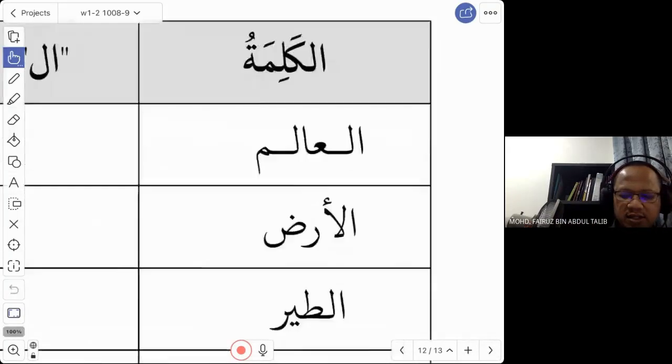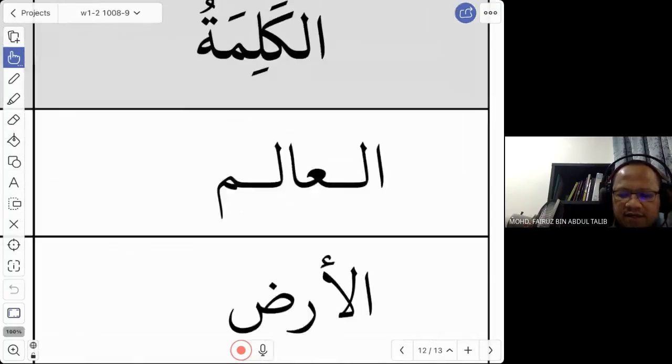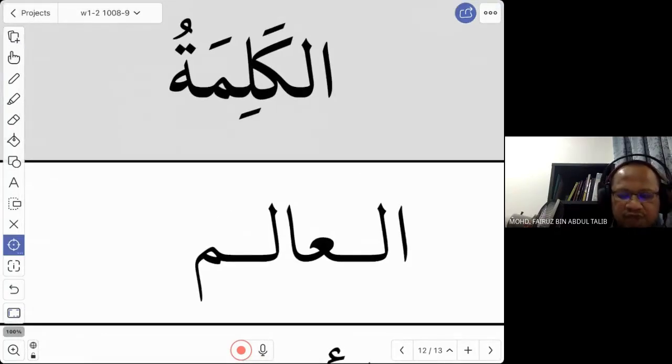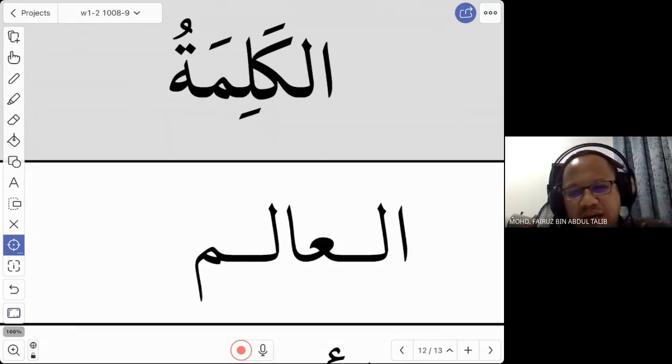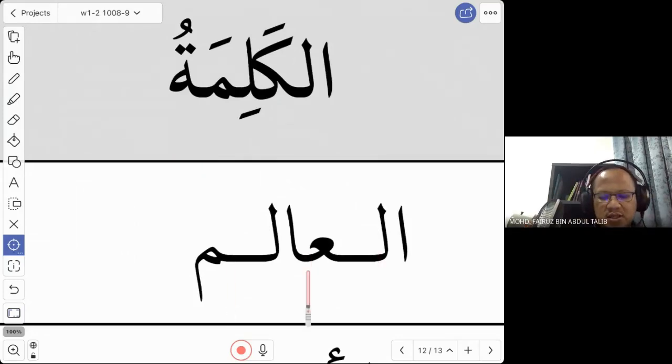All right. So let us look at the first kalimah. This is the word for kalimah, which means word. In Arabic, we call it kalimah. In Bahasa Melayu, we also call it kalimah. So al-kalimah, the word, is this. This is what you will see in magazine, in newspaper, on the internet. You will never see all of these vowels. In textbooks you will see this kalimah.